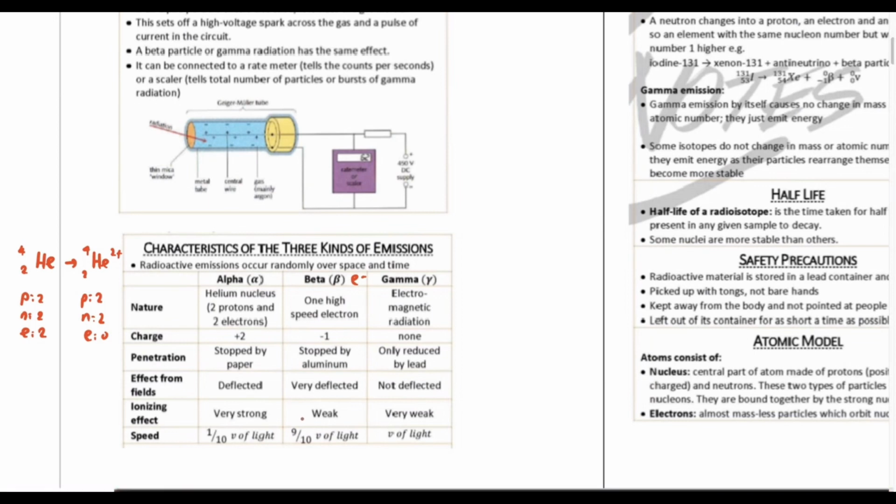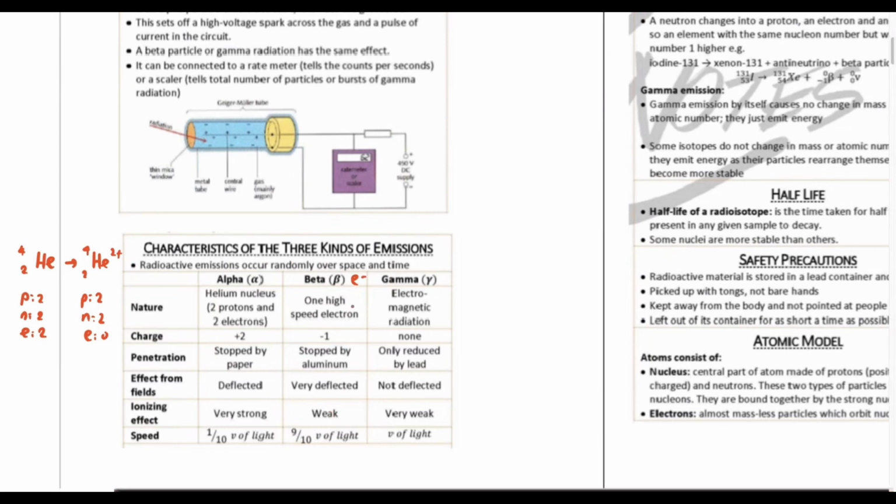So the ionizing effect is weak. Of course, whether the ionizing effect is strong or weak depends on the charge. This one is 2+. The charge is greater, so the ionizing effect is stronger. This one, the charge is -1, not as big as 2. Because of that, the ionizing effect is weak.